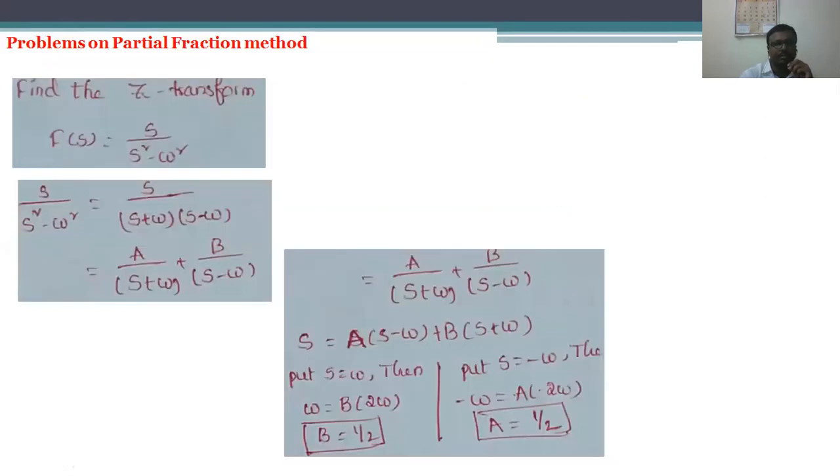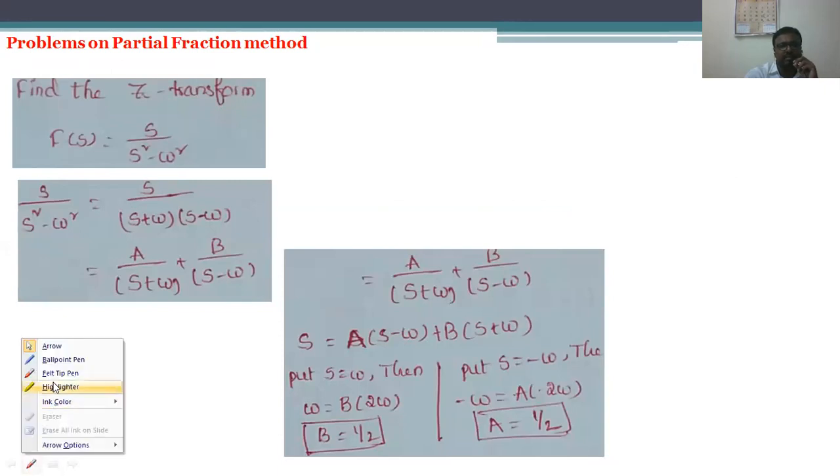So let us see. We will discuss some of the problems. Here is the statement of the problem. Find the Z transform for the equation F of s is equal to s divided by s square minus omega square.